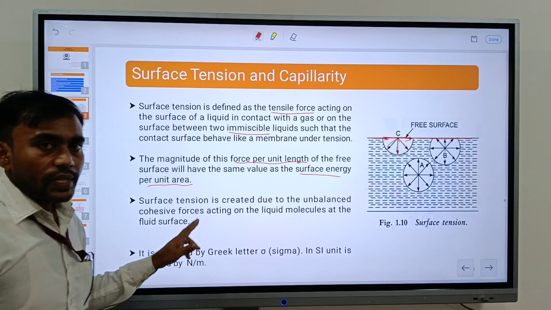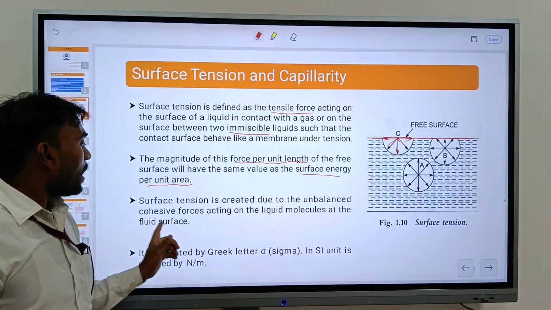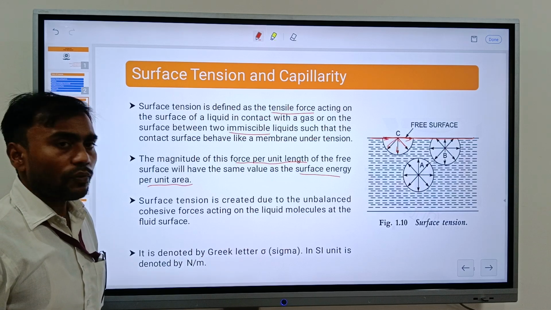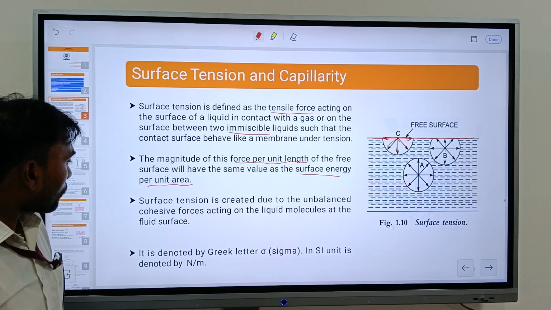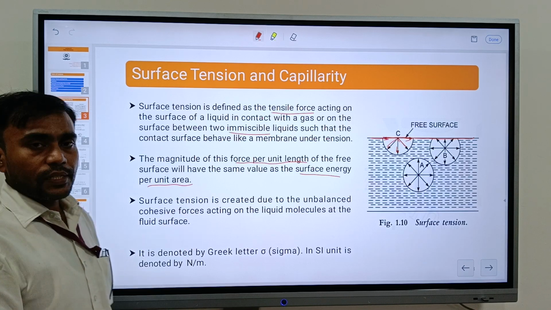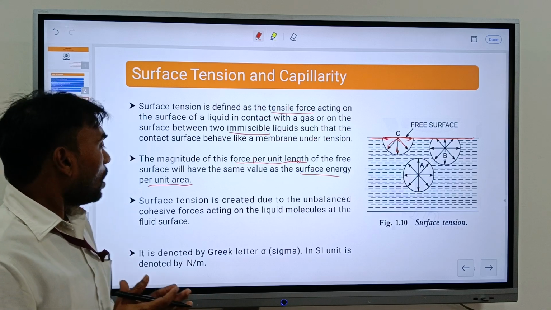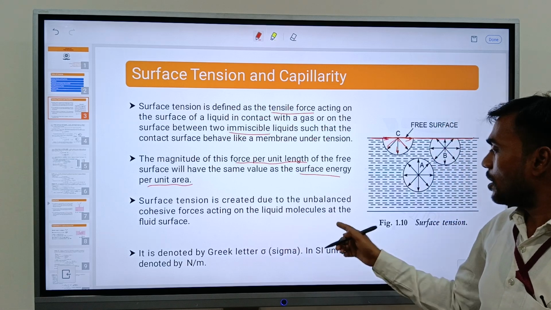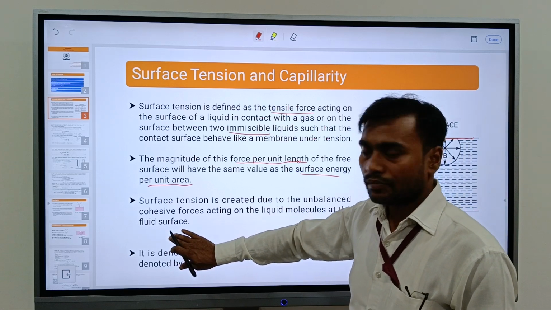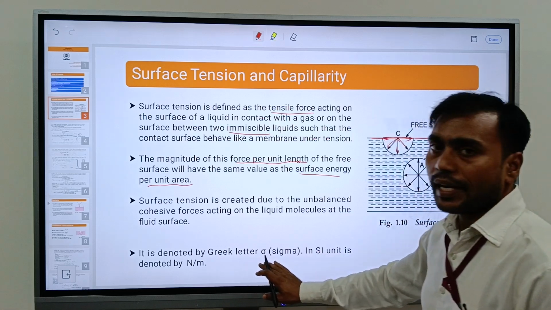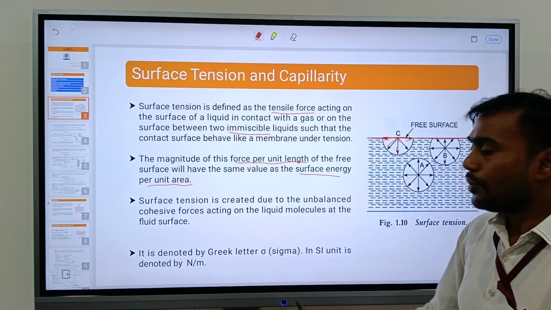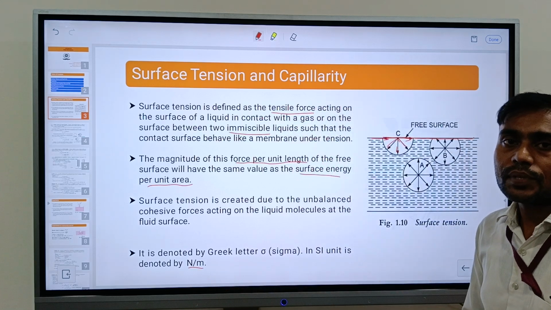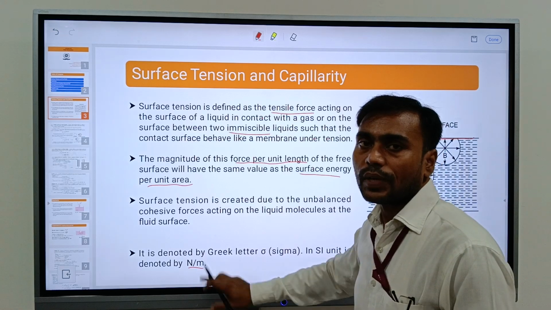Now surface tension is created due to the unbalanced cohesive forces on the liquid molecules at the fluid surface. It is denoted by the Greek letter sigma, and in SI units its unit will be Newton per meter. What is the unit of surface tension? Its unit will be Newton per meter.